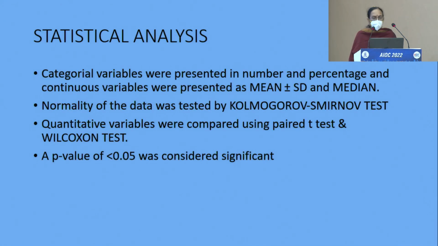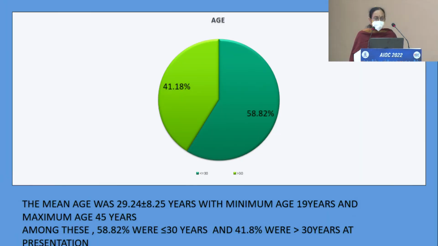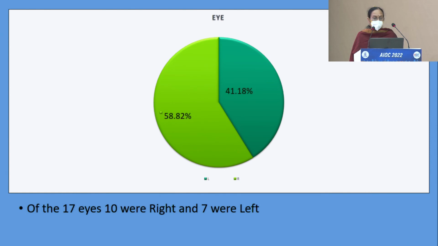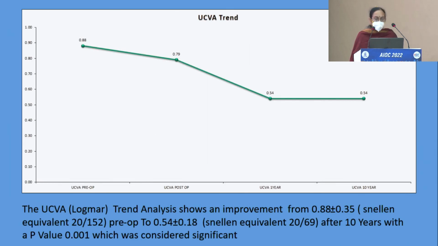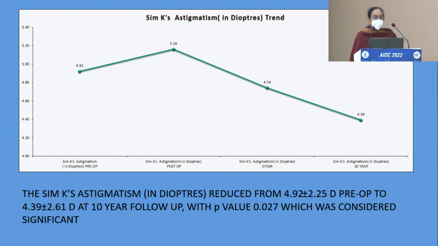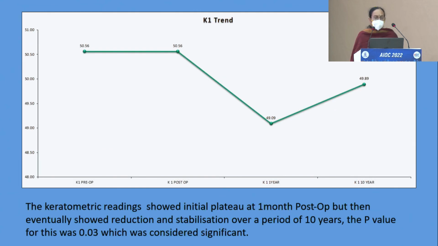Now we had a pilot study and we did a statistical analysis of this. Here, surprisingly, you will see that the maximum age was 45 years. And we included 13 patients, of which 22% were males, right and left eye here. We see that the uncorrected visual acuity is showing an improvement, a Snellen equivalent of 21/52 to 20/69 after 10 years. And then we also see the BCVA improving in this study. The SimK astigmatism also showing an improvement. The K1 decreasing.